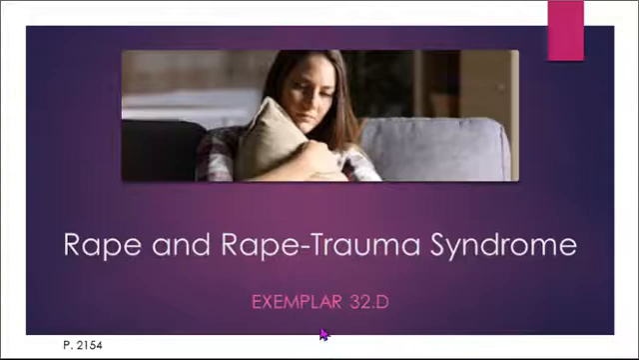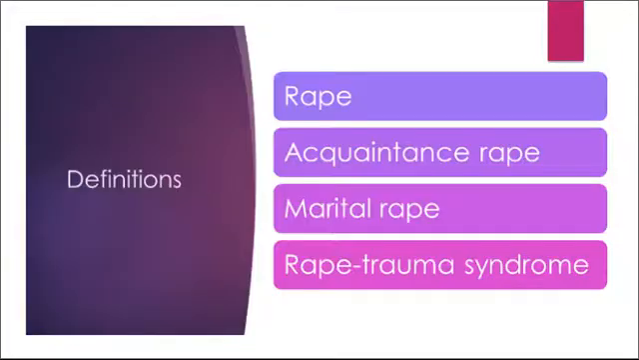Okay, rape and rape trauma, 2154. I'm not sure if this was covered. I don't think it's covered in maternal child, so I'm going to cover it here. I was hesitating, but I really don't think it was covered there. Okay, there's different types: rape, acquaintance rape, marital rape, rape trauma syndrome. Acquaintance rape is committed by someone known to the survivor. Marital rape, spouse forces sex. It's a crime in all 50 states, and it does happen.